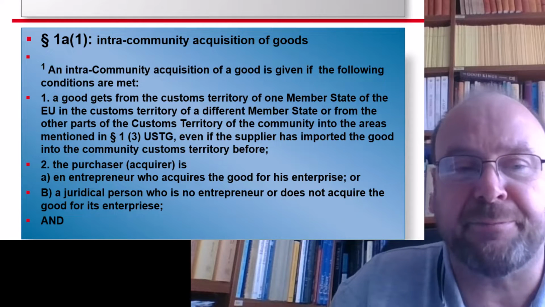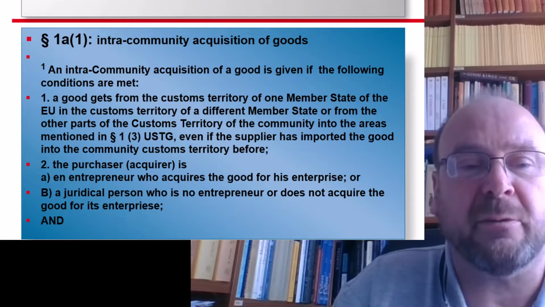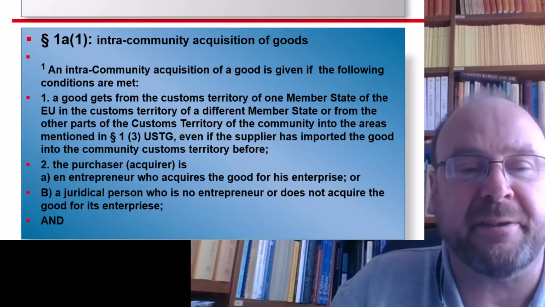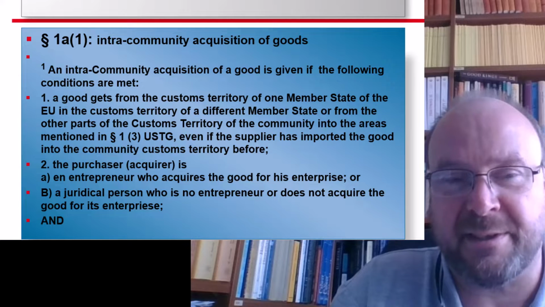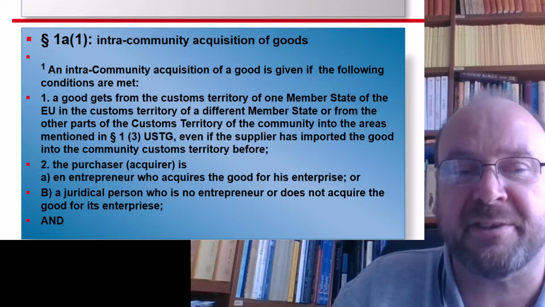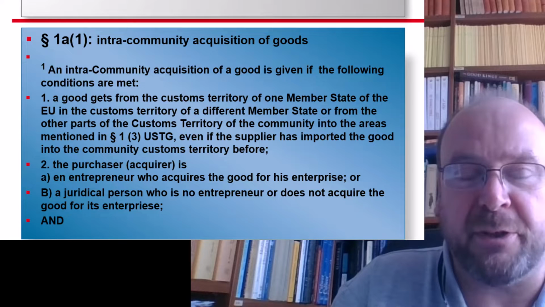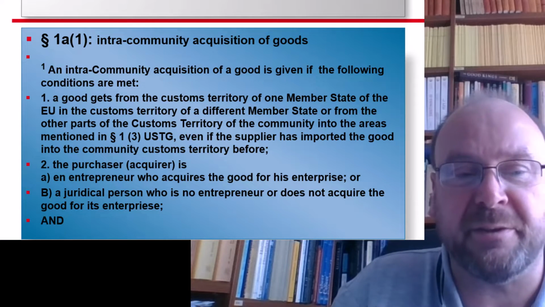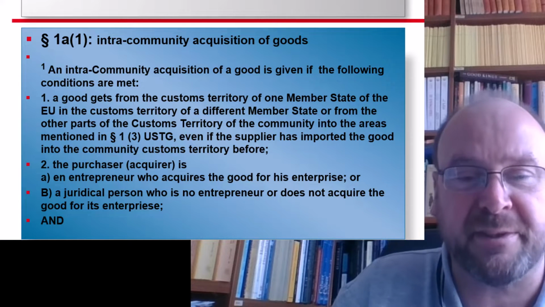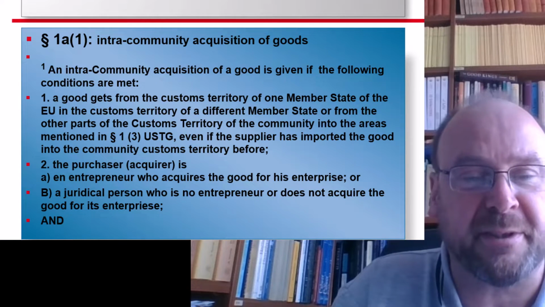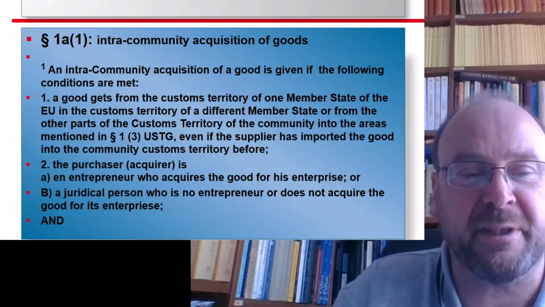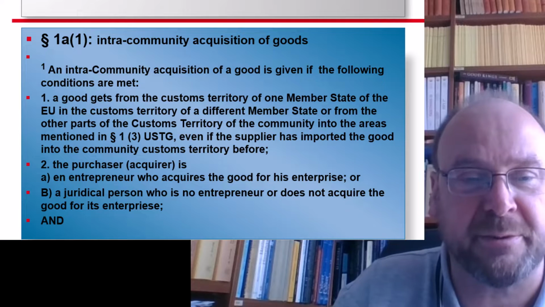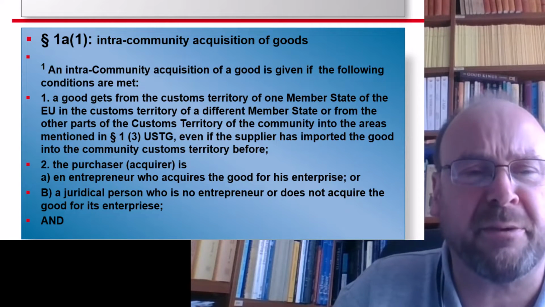And here it is. 1a, paragraph 1. An intra-community acquisition of a good is defined as follows. Such a thing is given if the following conditions are met. A good gets from the customs territory of a member state of the EU into the customs territory of a different member state, or from other parts of the customs territory of the community into the areas mentioned in 1.3 USDG. These are the so-called free harbor zones, and we can forget about this.